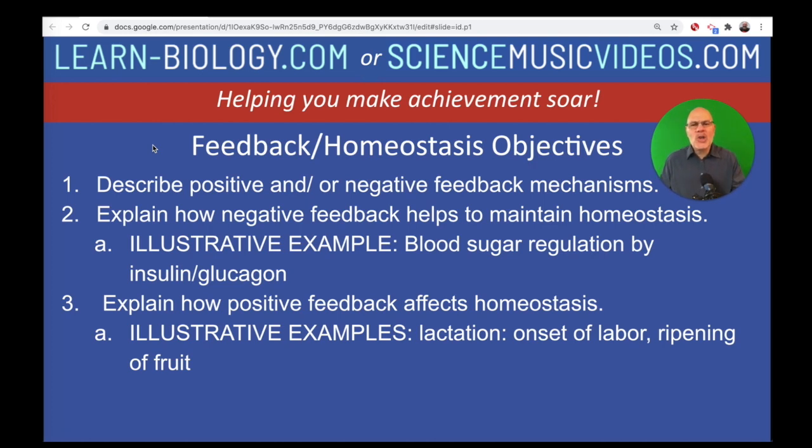In a lot of ways, that's all to the good because the curriculum is much more manageable, but this sort of goes back to some of the stuff that we used to teach all the time. So in terms of feedback homeostasis, our job is to describe positive or negative feedback mechanisms. Negative feedback is covered by the illustrative example of blood sugar regulation. Positive feedback is covered by the illustrative example of lactation and onset of labor and fruit ripening.